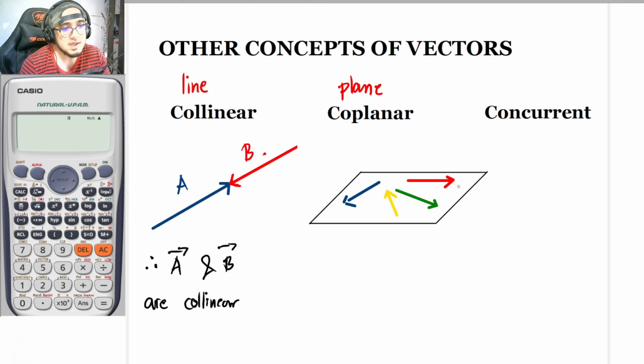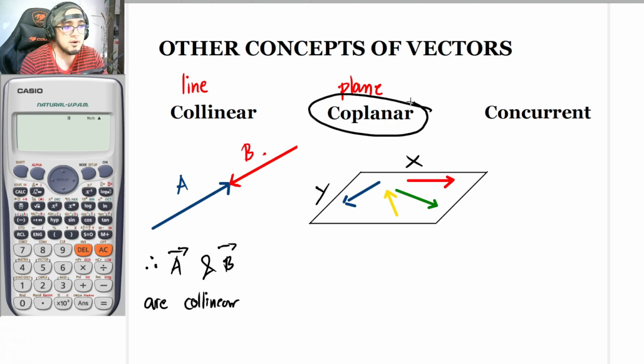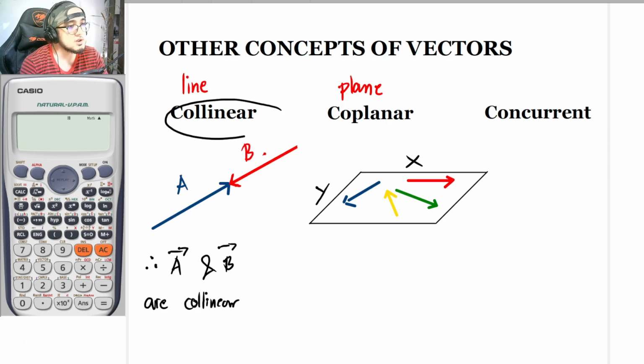As you can see, all of these lines have different slopes, so they are not parallel to each other and they do not share the same line. Thus, they are not collinear. But they are coplanar because they share the same plane. So they are actually in this plane. For example, this is your x-axis and this is your y-axis, so they share the same plane xy. Thus, they are coplanar.